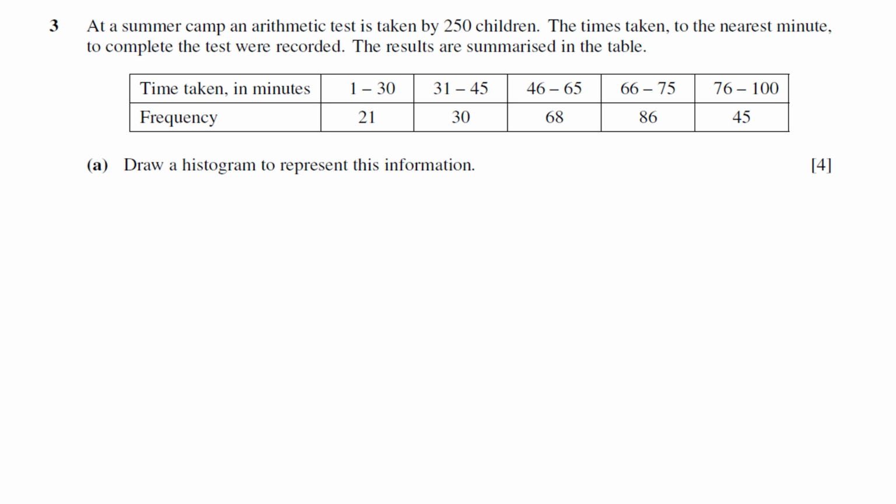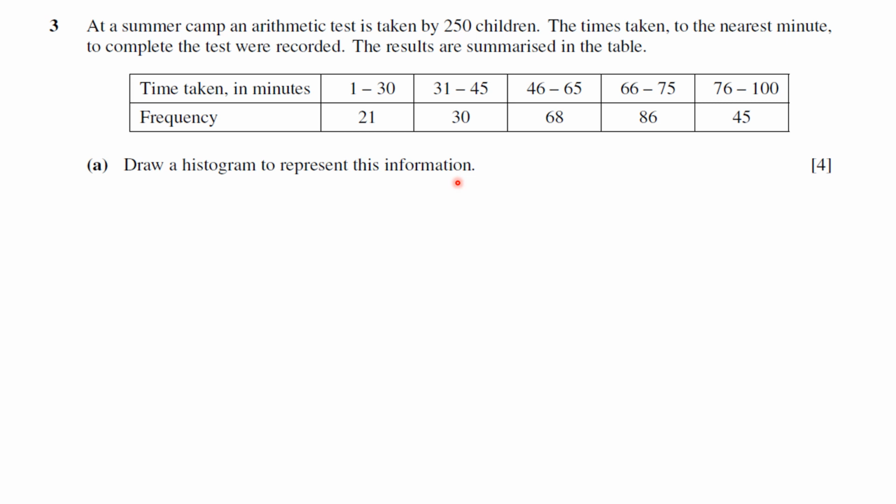Onward to question 3. It says, at a summer camp, an arithmetic test is taken by 250 children. The times taken to the nearest minute to complete the test were recorded. The results are summarized in the table. So here's the table. We have the time taken and the frequency. Question 3a. Draw a histogram to represent this information.